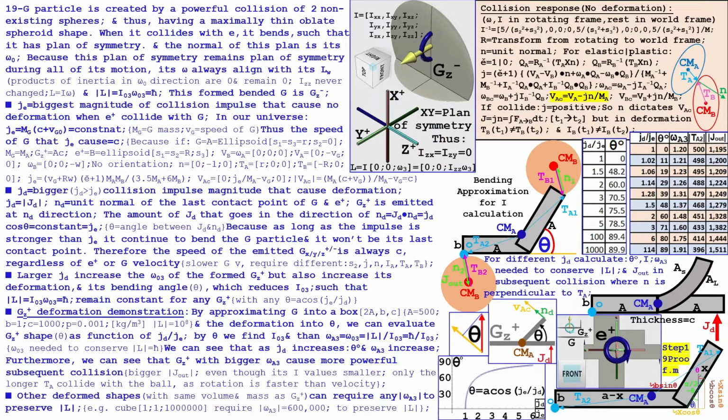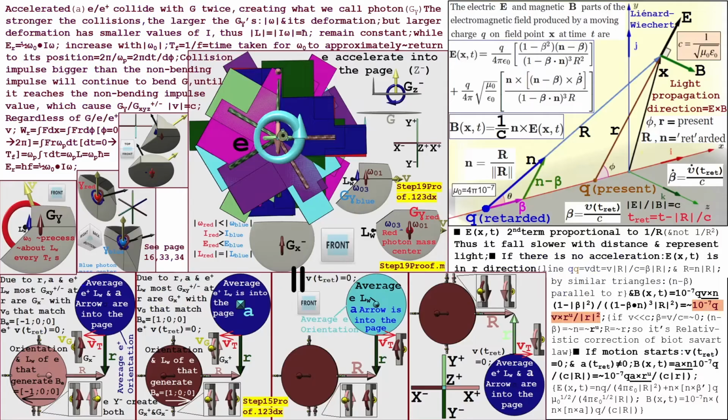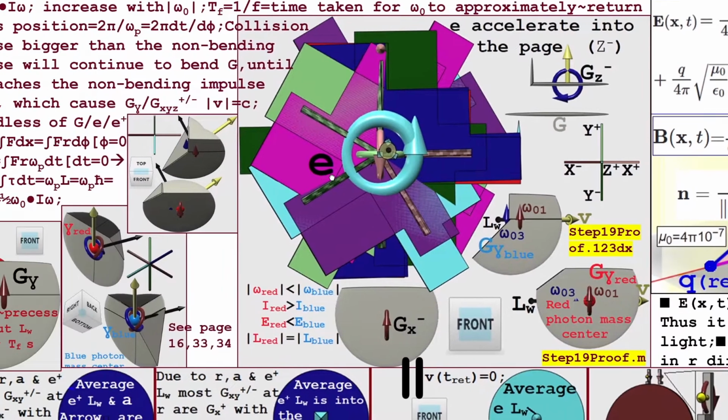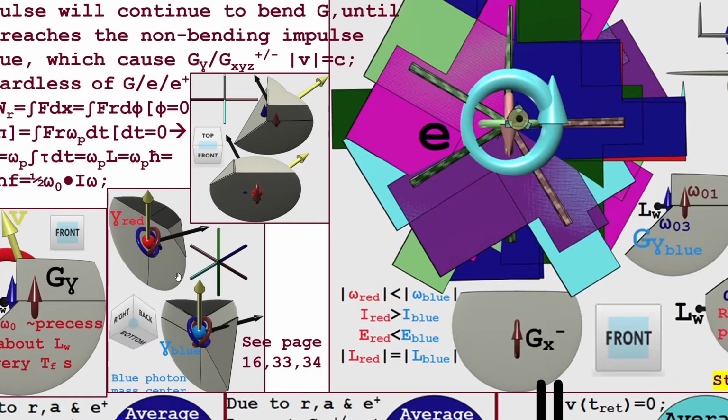In other words, the speed of the electric and magnetic field particle is always the speed of light, regardless of the velocity of their source. While a stationary and uniformly moving charge collides with G only once, an accelerating charge collides with G twice, and thus bends it twice. This twice-bended G is what we call a photon. The stronger the collisions, the larger the magnitude of the photon angular velocity and its deformation.